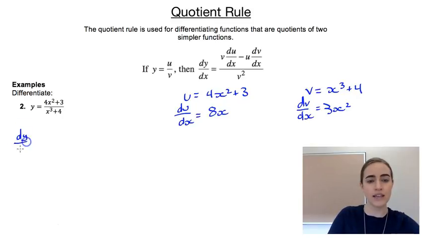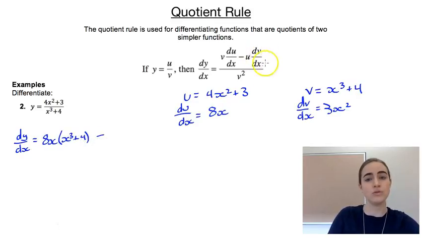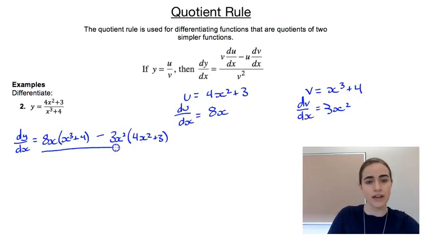So now we can put all that back into our formula. So dy dx is going to equal v u dash, so that's this times 8x. We have 8x outside of x cubed plus 4 minus dv dx. So that's this times that 3x squared. So I'm going to write it the other way around, 3x squared outside of 4x squared plus 3. And all of that is over that v squared. So that whole x cubed plus 4 all squared.